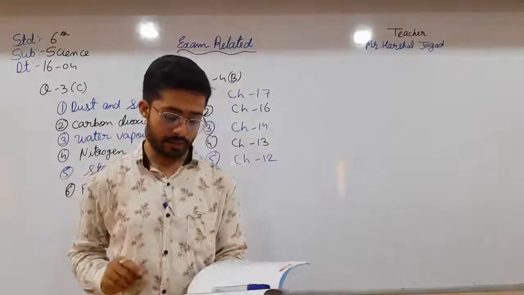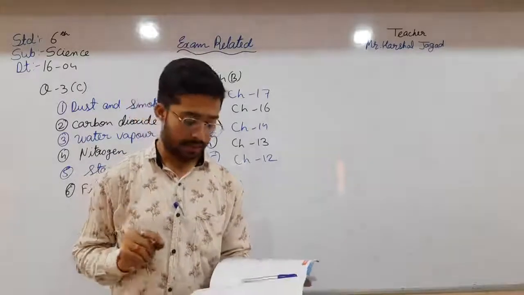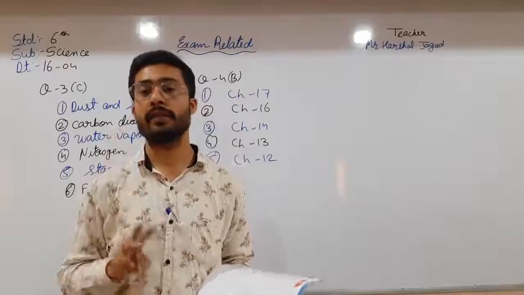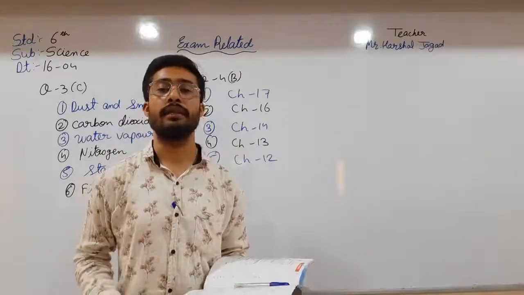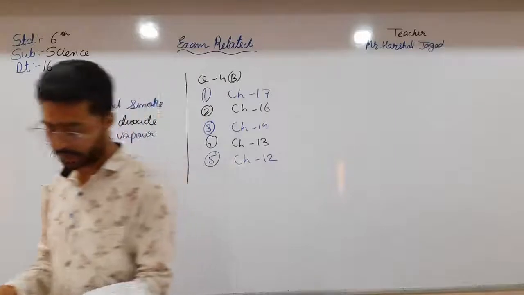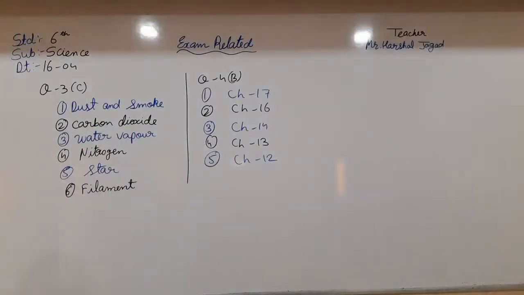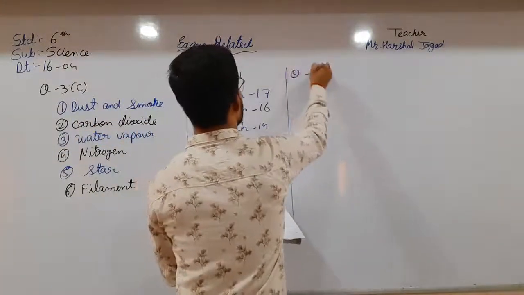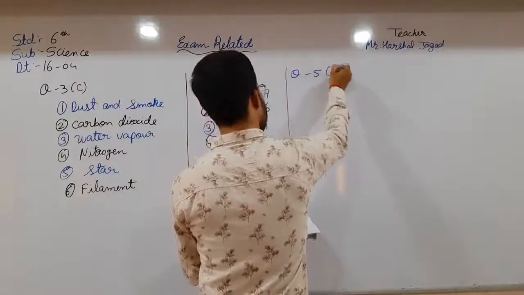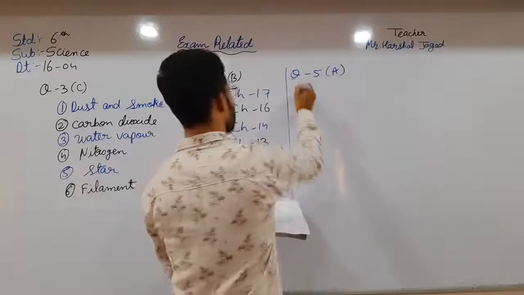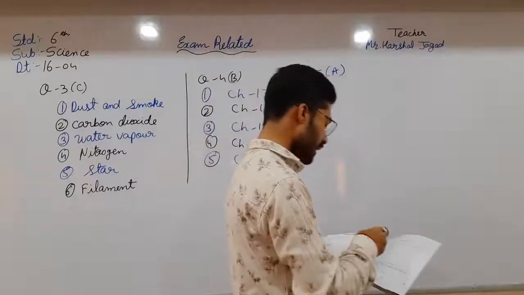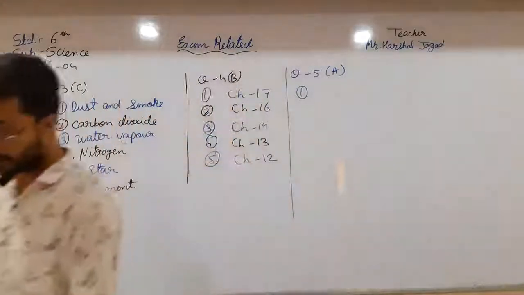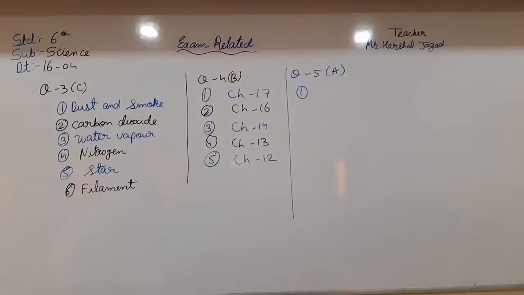Then coming towards question number 5, experiments. In that there are 3 experiments given. From those 3 you have to write down 2 experiments. Here the first one, 5a, is to light an electric bulb using a cell. That is from the 14th chapter.